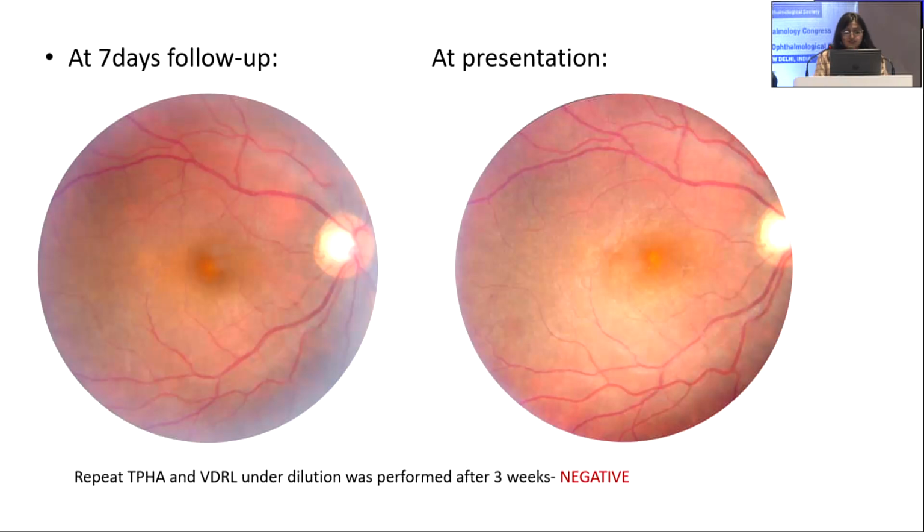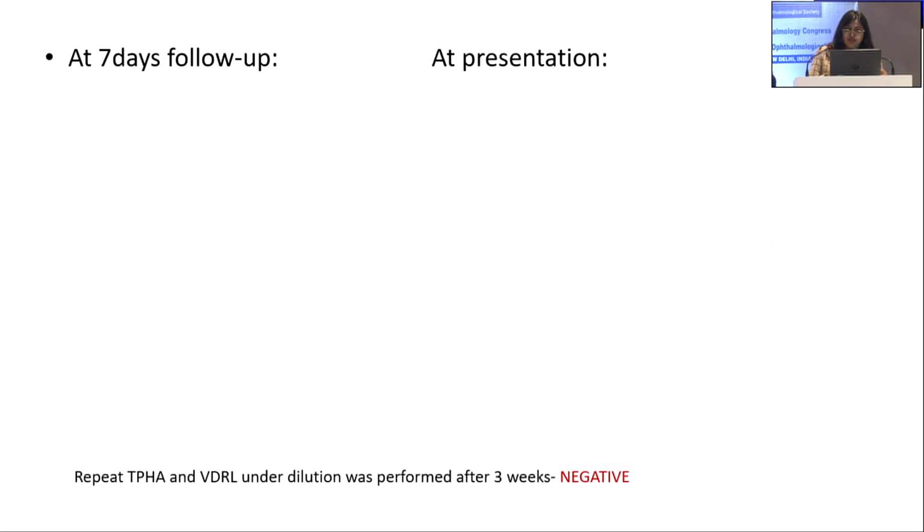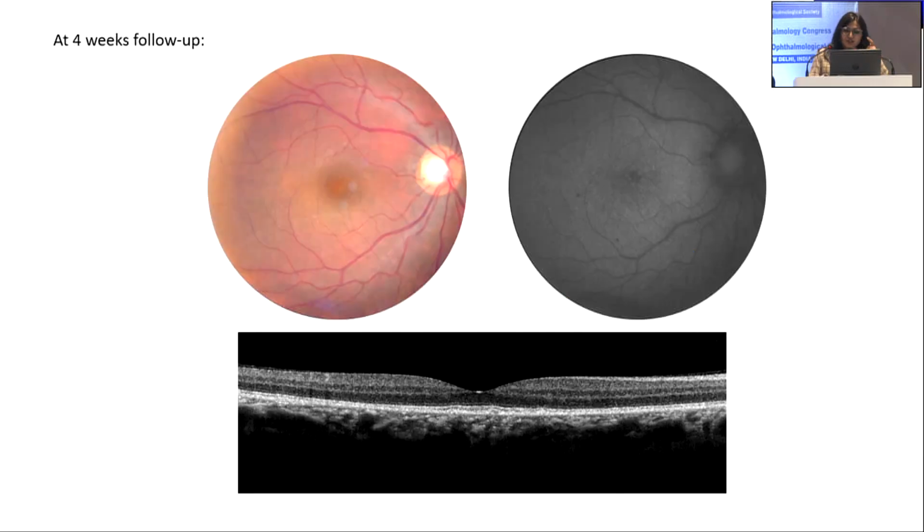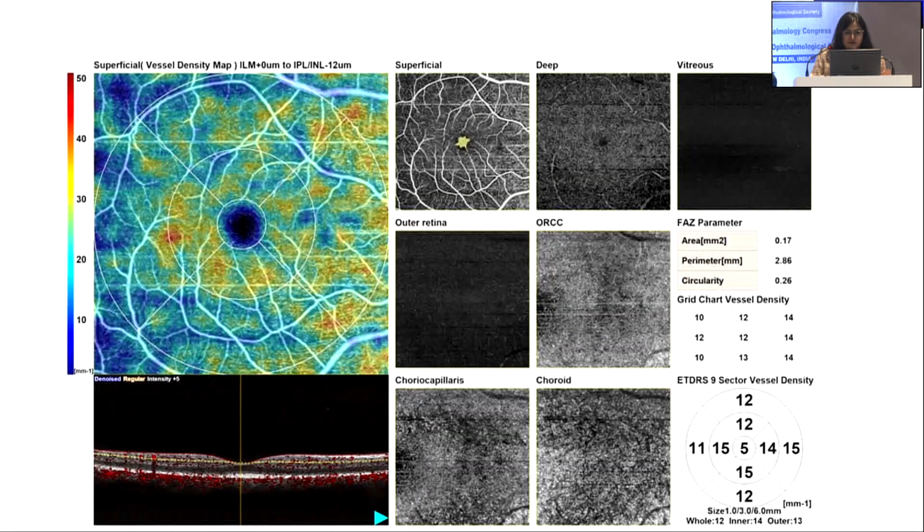But I repeated the TPHA and VDRL under dilution at 3 weeks because I thought probably I'm dealing with an early case of syphilis, but it came out to be negative again. And at 7 days follow-up, even the hyperfluorescence was reduced. At 4 weeks follow-up, there was complete resolution with visual acuity of 6/6, and the hyperautofluorescence had completely resolved.